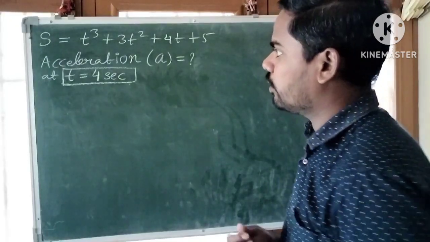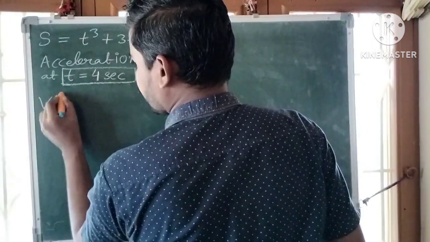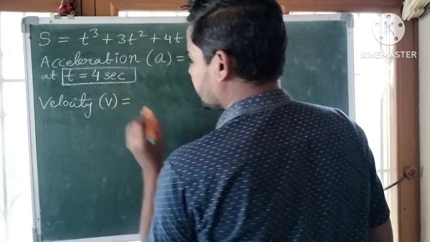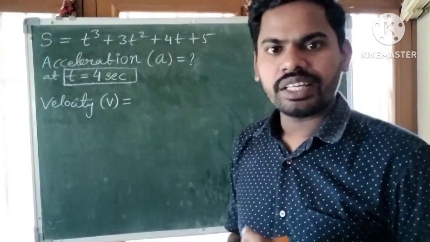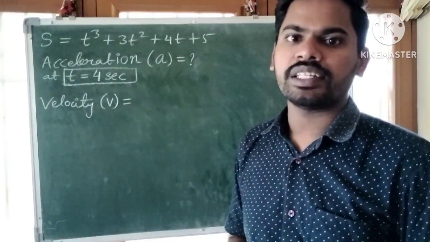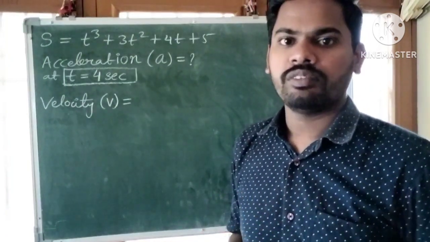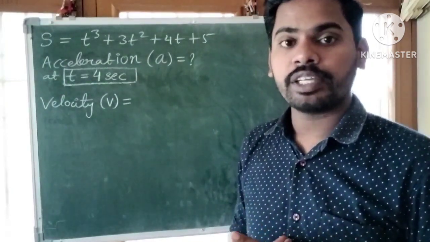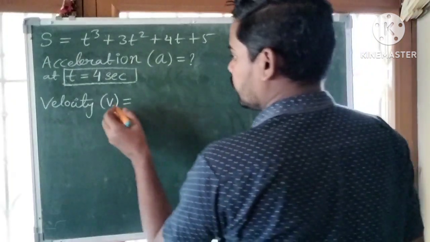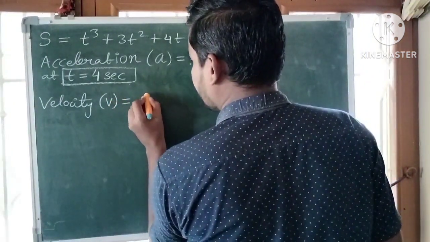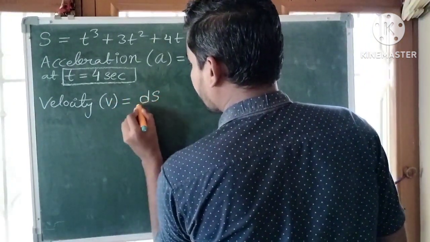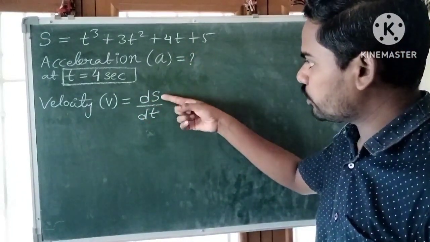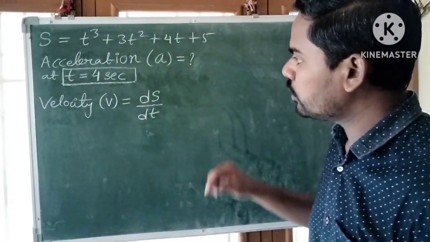First of all, what is velocity? Velocity v is equal to the rate of change of displacement with respect to time. So velocity is given by ds/dt, which means the rate of change of displacement with respect to time.